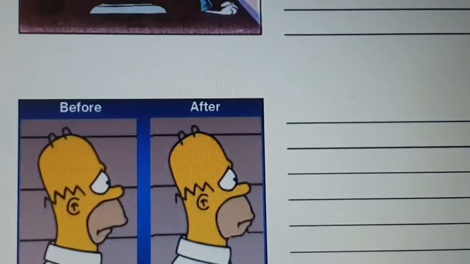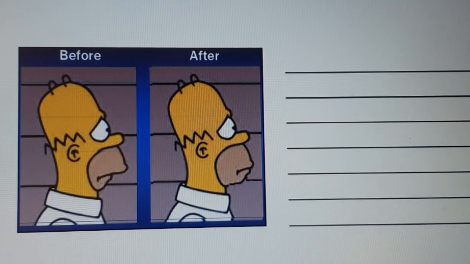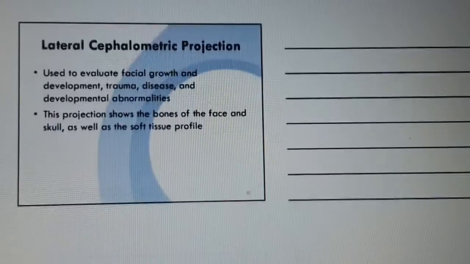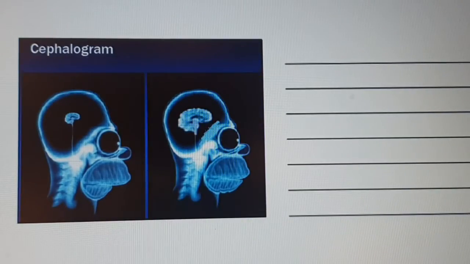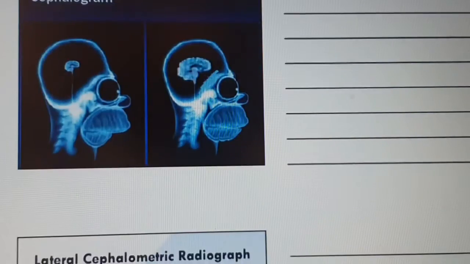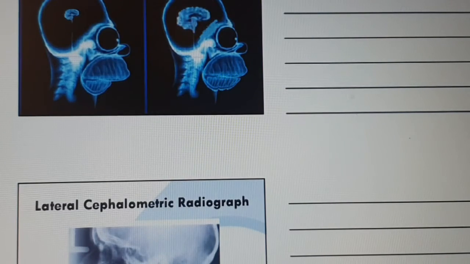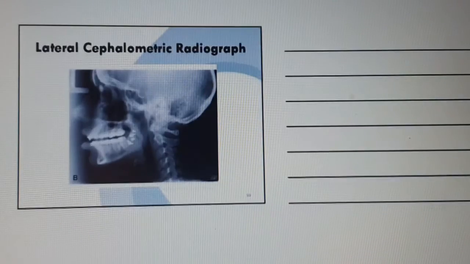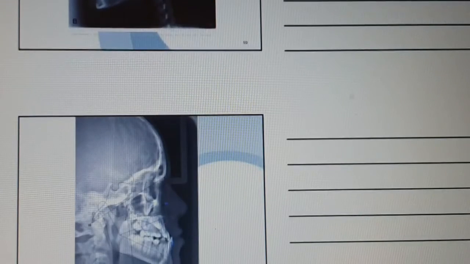So it's essentially taken from the side, as the name explains to you guys, that it is a lateral cephalometric projection. Now this is sort of what a ceph looks like. Yes, so we're seeing all the facial structures, a bit of the spine, of our C-spine, as well as the soft tissue profile of our patient.